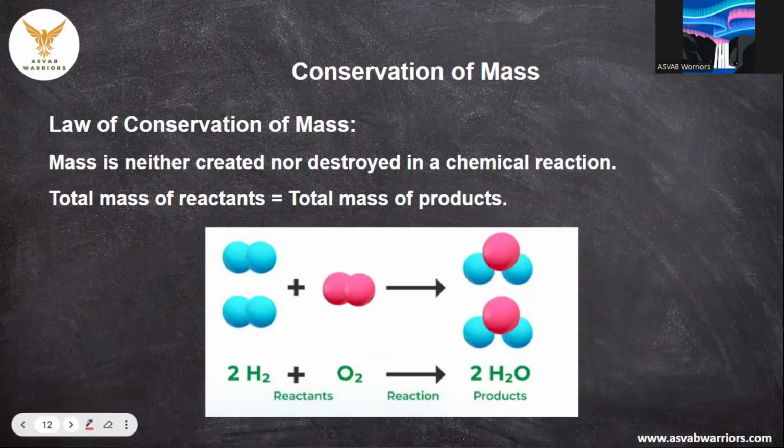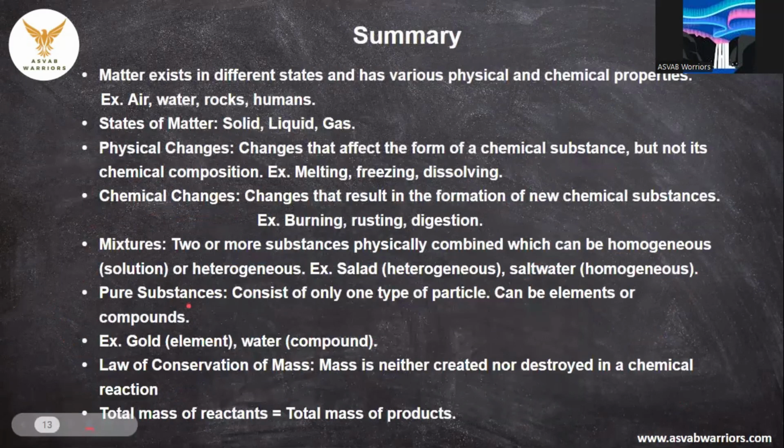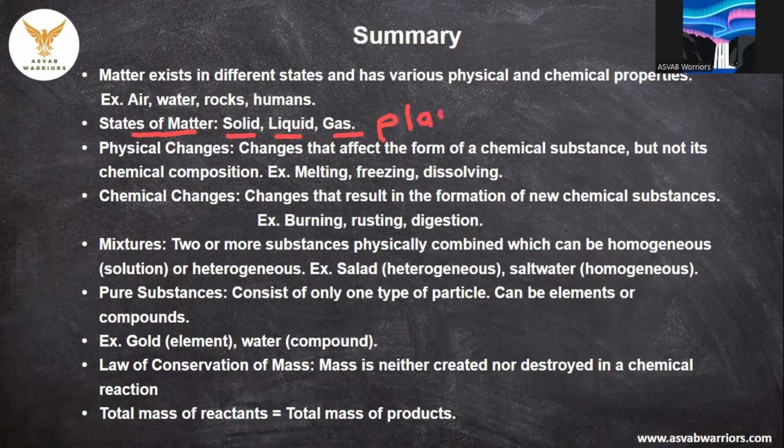We will move on to the next slide. Matter exists in different states and has various physical properties. This is just a summary of our total videos based on matter and its properties. Examples are air, water, rock, and humans. What are the states of matter? Solid, liquid, and gaseous. These are the 3 states. But when 2 states are coexisting, it is also called plasma.